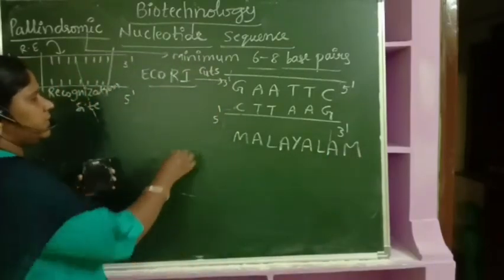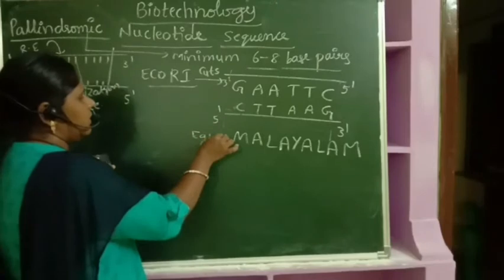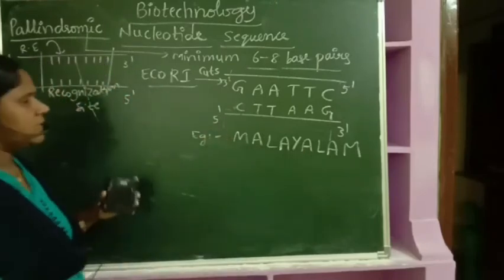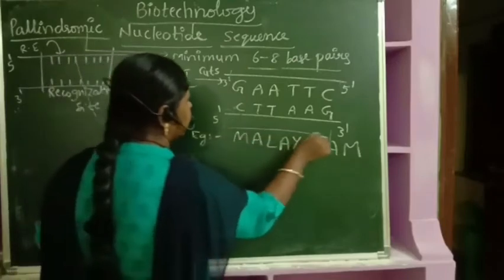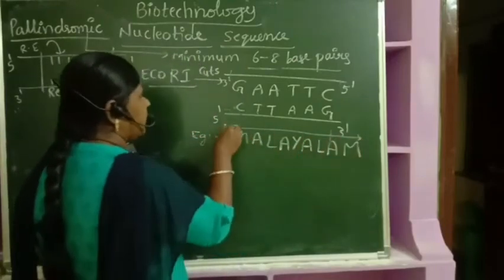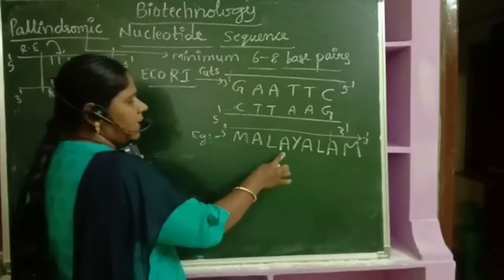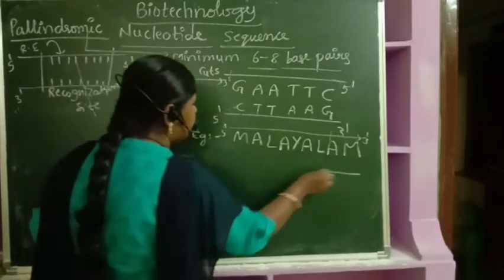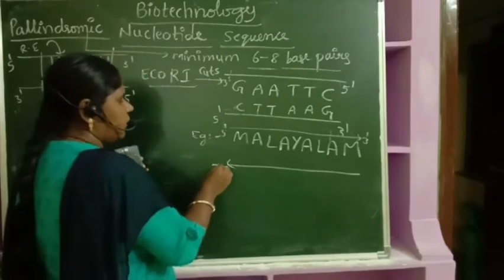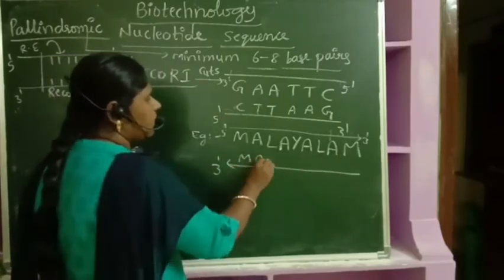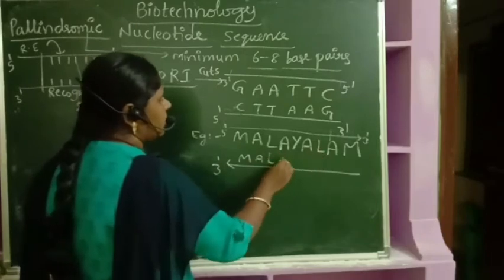For example, you can compare this to Malayalam. Look at here. Let us take that this is 3 dash to 5 dash, or let us take this is from 5 dash to 3 dash. M-A-L-A-Y-A-L-A-M. Now what will be there on the opposite strand? If you take 3 dash, the same thing will come. M-A-L-A.